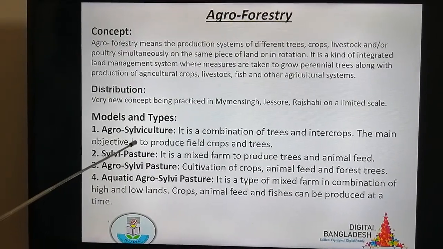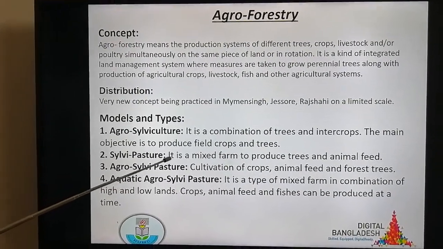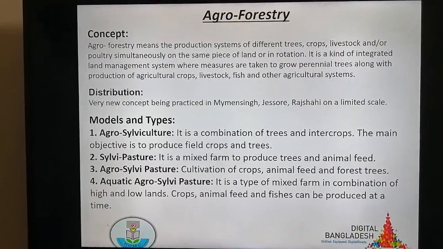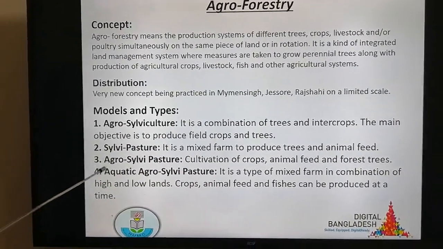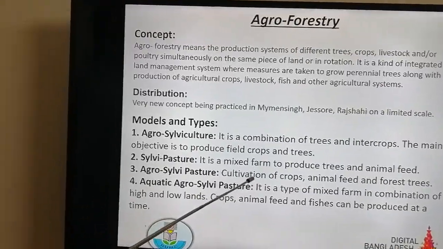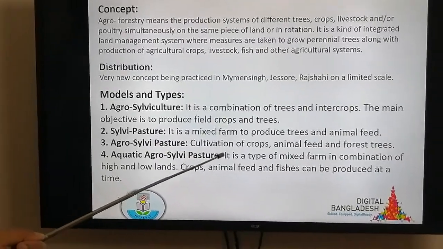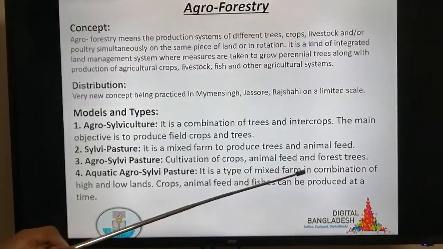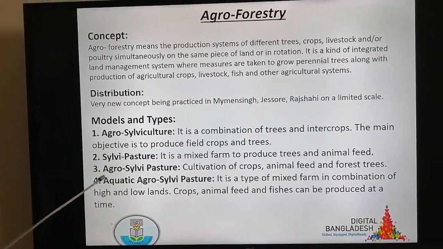Silvipasture. In this type, we can produce trees and animal feed simultaneously. Agro-silvipasture: by following this method, we can cultivate crops, animal feed, and forest trees simultaneously.